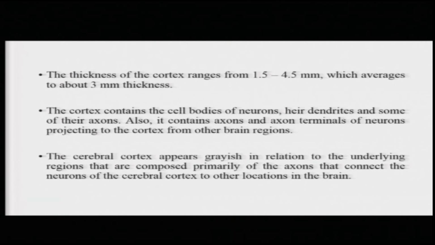The cerebral cortex, if you are looking at a live brain in front of you, would appear greyish in relation to the underlying regions, which are mostly whitish in color. Now, this grey tint is basically because this cerebral cortex is composed primarily of the axons that are connecting the several neurons of different regions of the cerebral cortex with each other.